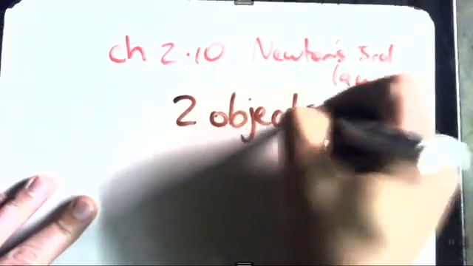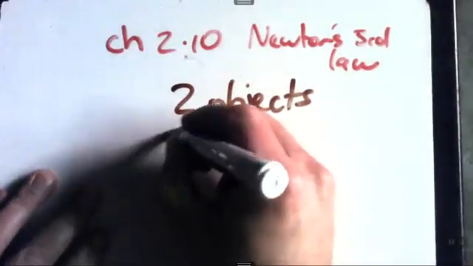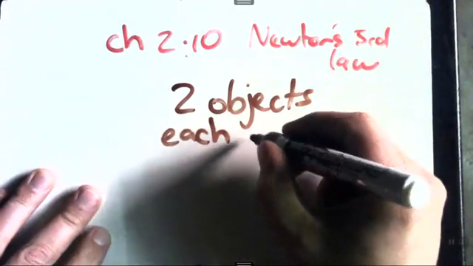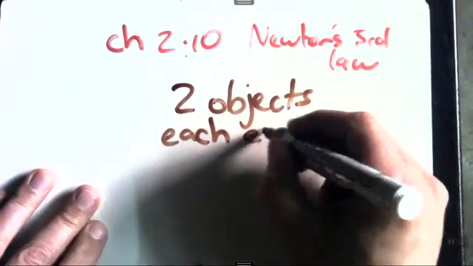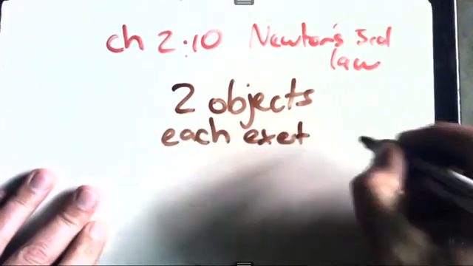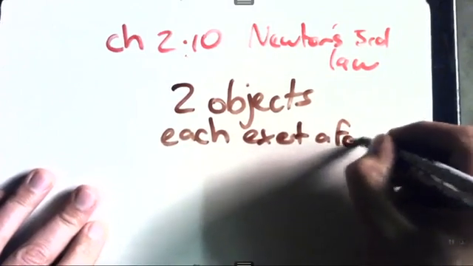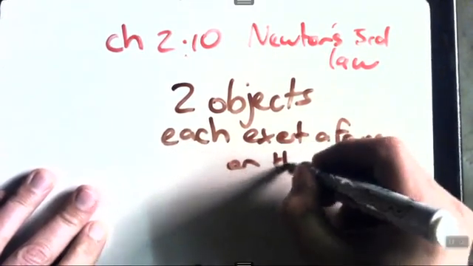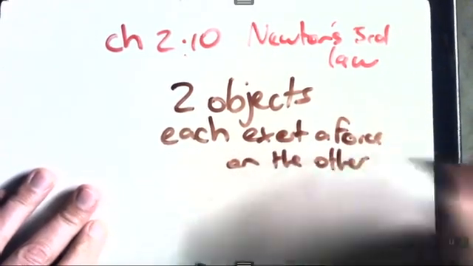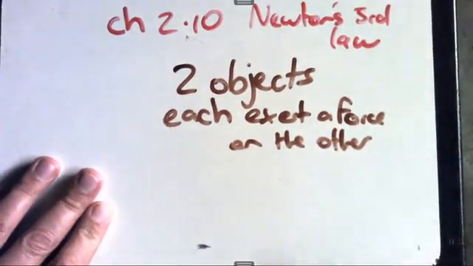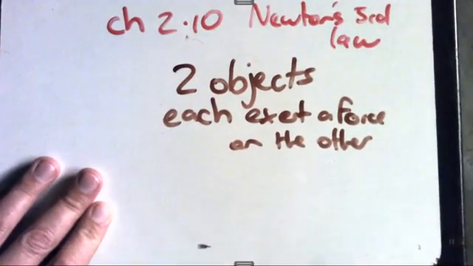So the first thing that we need to know about Newton's third law is there should be two objects, and each should exert a force on the other. So it is two forces acting on each other.